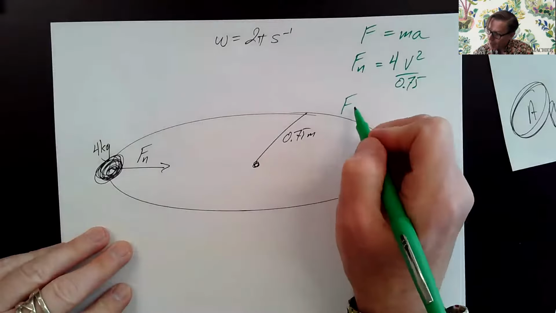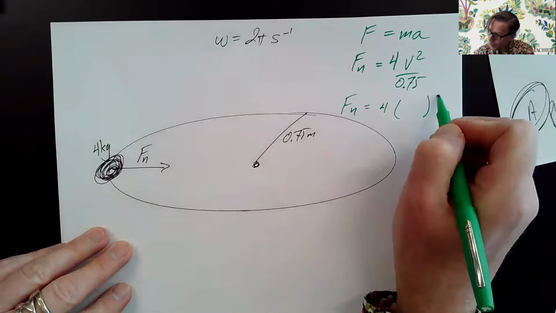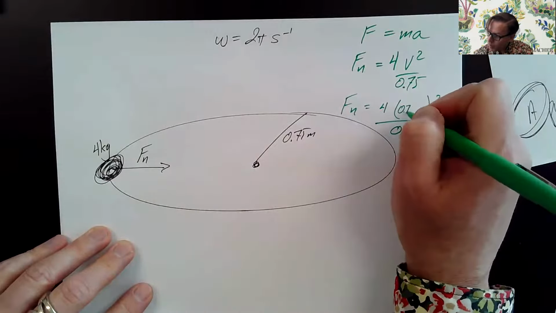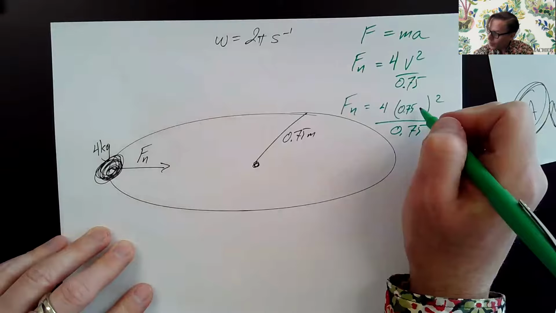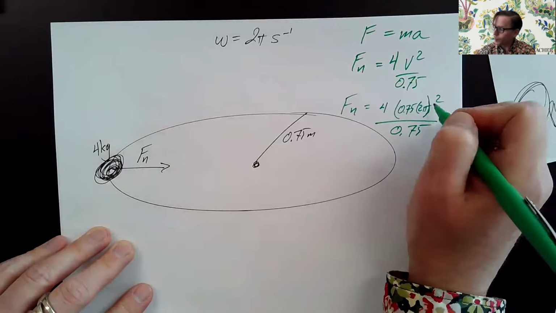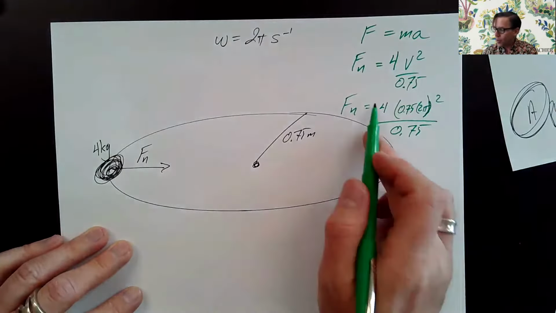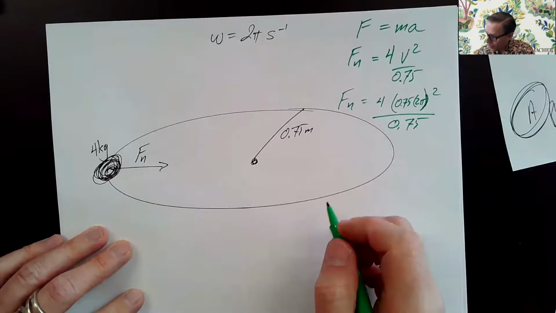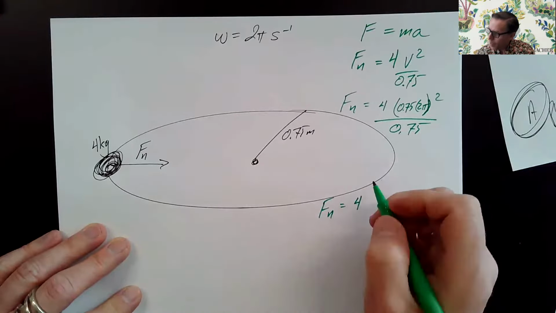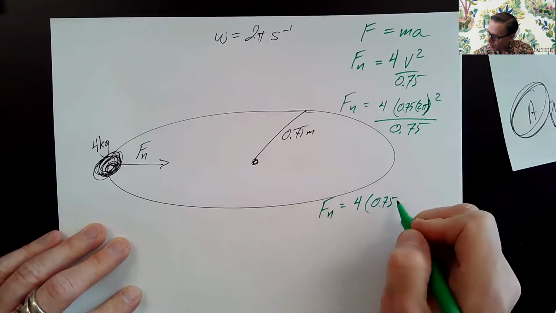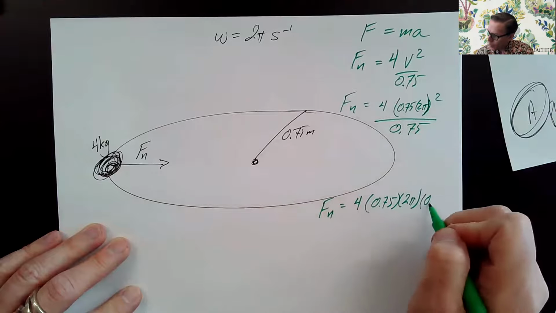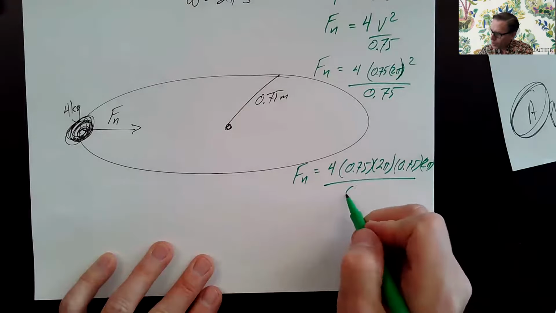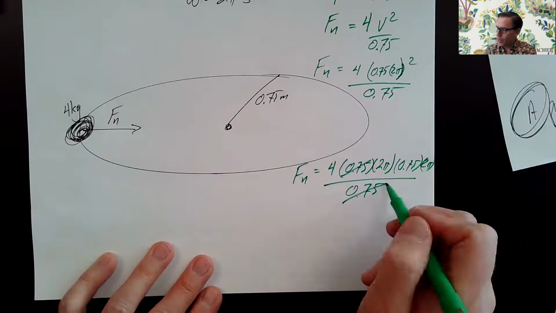Ooh, that's cool. F_n equals 4 v squared over 0.75. And instead of v, I can write r omega, 0.75 times 2 pi. All right. I'm so glad I didn't try to do all this calculating on my calculator yet and get annoying decimals, because there's some canceling I can do. So I've got normal force equals 4 times 0.75 times 2 pi, and it's squared, so I'm going to write 0.75 times 2 pi again, over 0.75. And that makes it really obvious how to do my canceling.